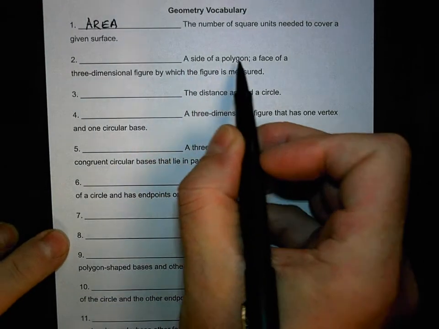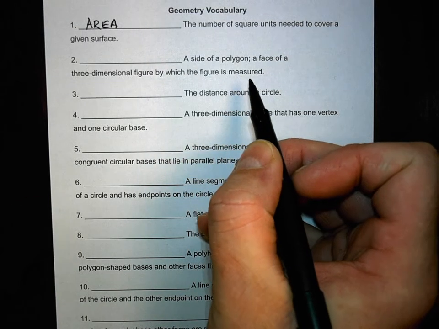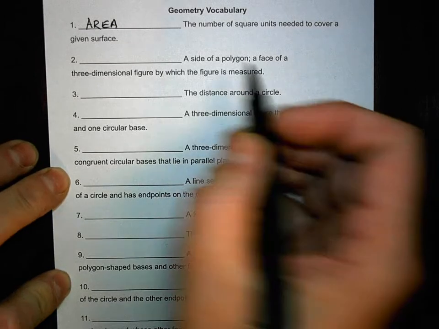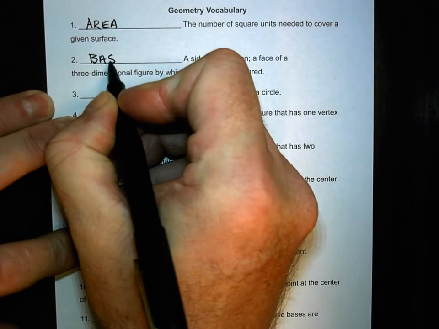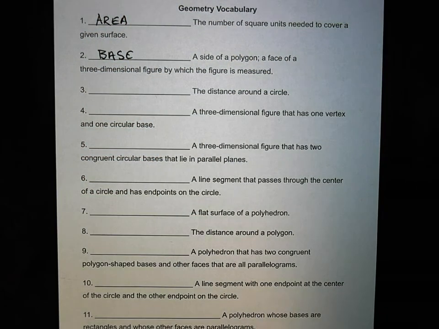Okay. A side of a polygon, a face of a 3-dimensional figure by which the figure is measured. We talked about it before. When we went to the rectangle, we knew that the base could become the face. The rectangular prism, it's the base. What's the base? Base is what we use. Think about a triangular prism. The triangle is the base. A square pyramid, the square is the base. A cube is no use because every face can be a base. It's just useless.